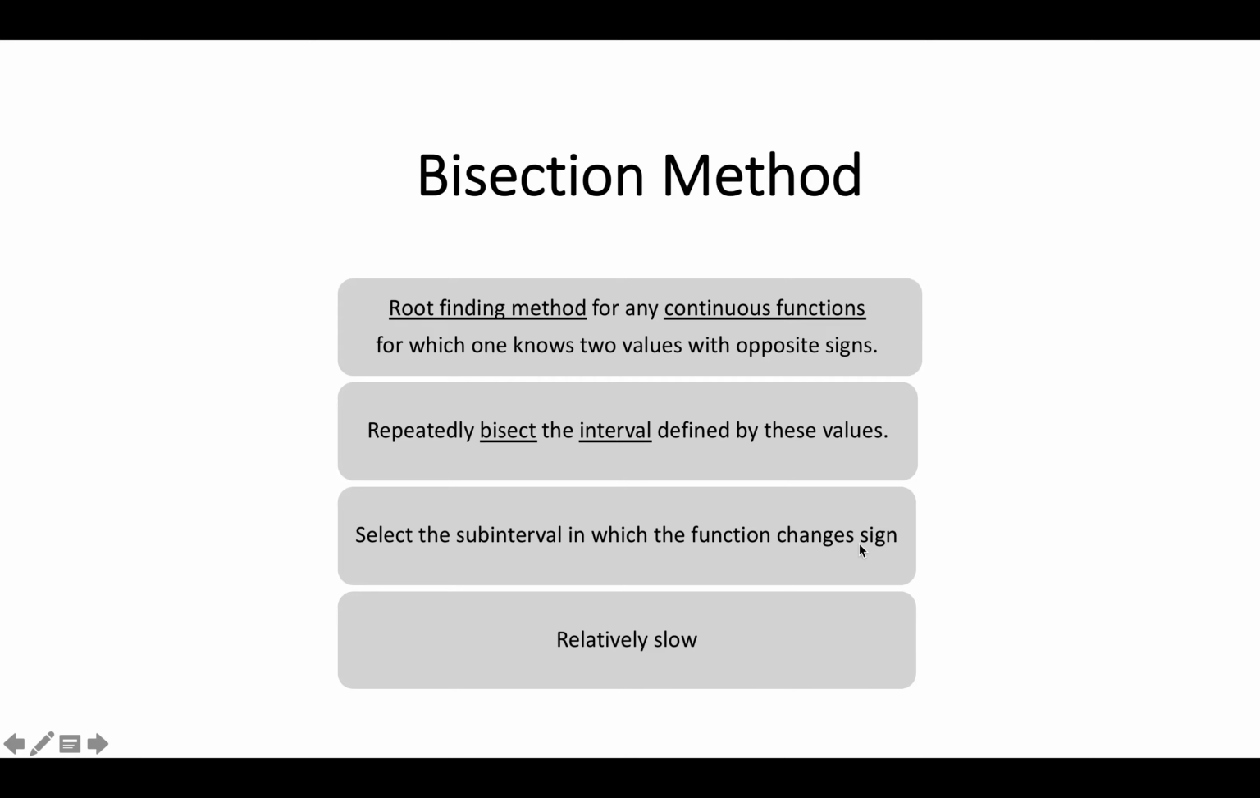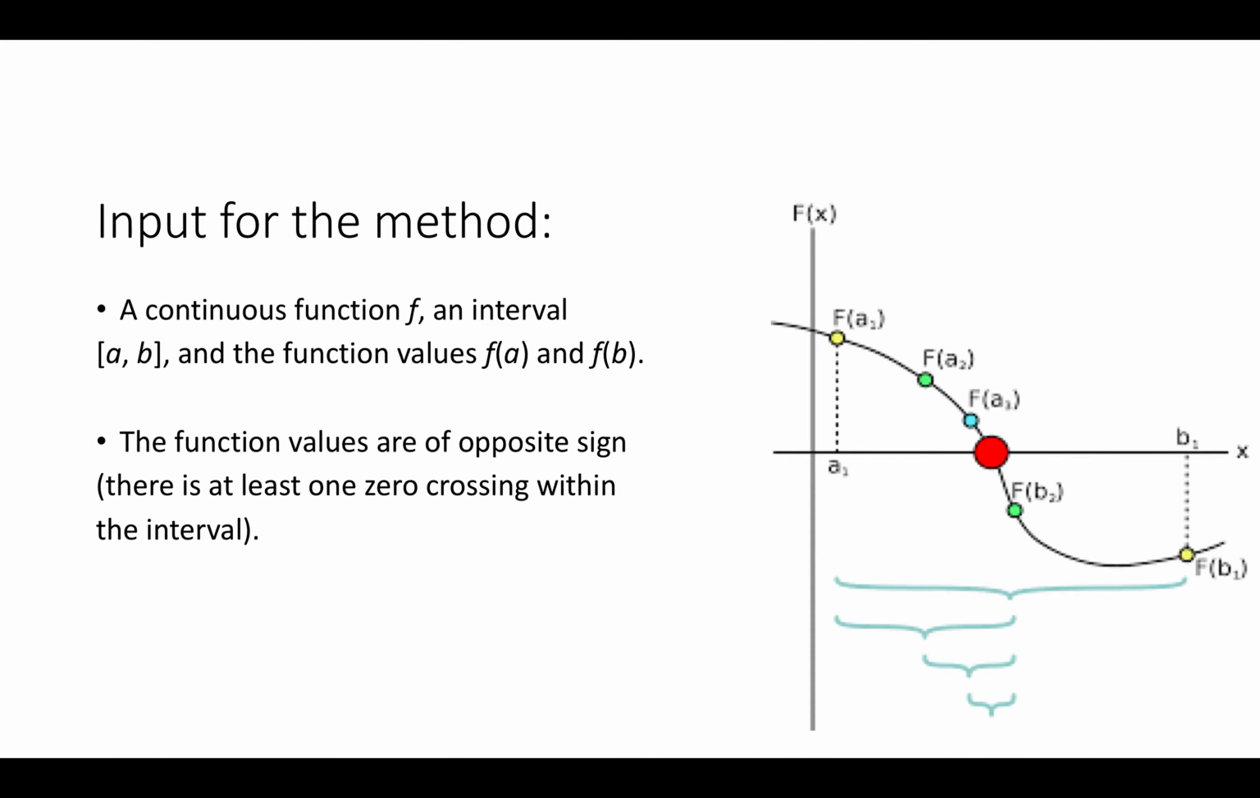We'll discuss this in detail. It is a relatively slow method, since you are bisecting the interval, and it is slow as compared to the other methods. So let us discuss what the inputs of this bisection method are.